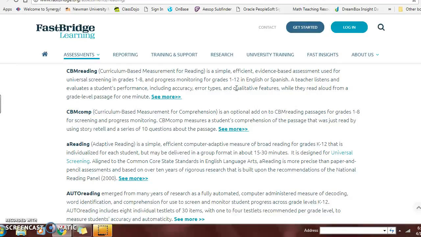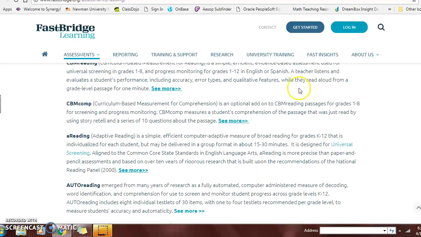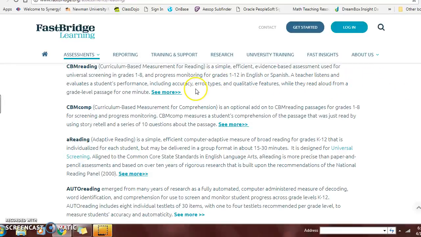The CBM reading is basically reading fluency, so how quickly and accurately they can read in a minute. We do 3 tests, and we listen for a minute and catch their mistakes. It's nice because you can actually enter their mistakes. So if they said 4 instead of fact, you could write in what they said and what they should have said, so you can see what mistakes they're making.